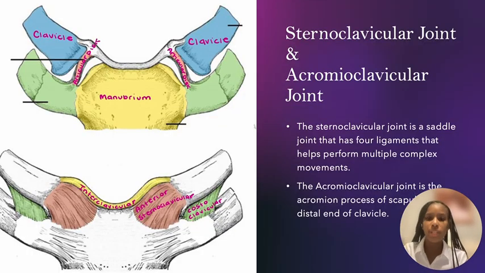The synovial joints that I'll be talking about today are the sternoclavicular joint and the acromioclavicular joint. The sternoclavicular joint is a saddle joint that has 4 ligaments that help perform multiple complex movements. The acromioclavicular joint is the articulation of the acromion process of the scapula and the distal end of the clavicle.